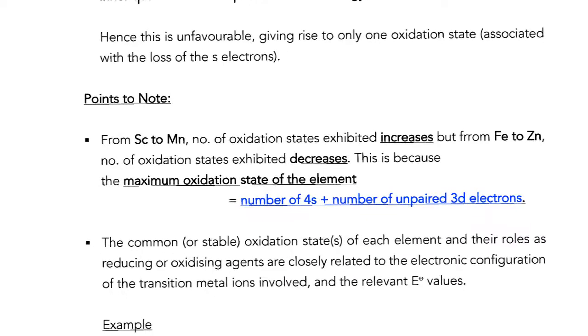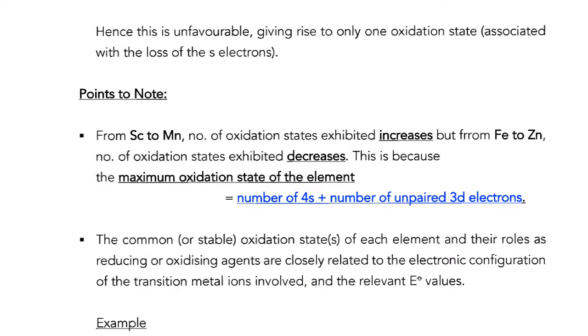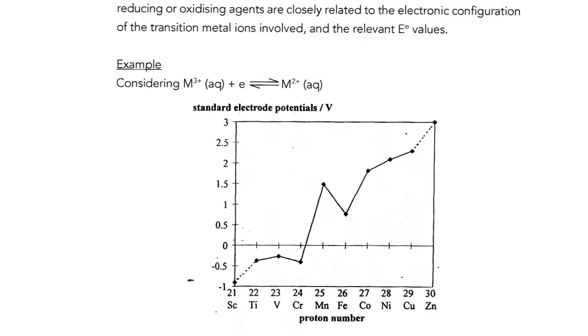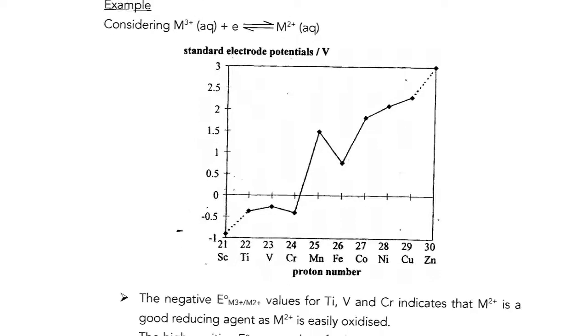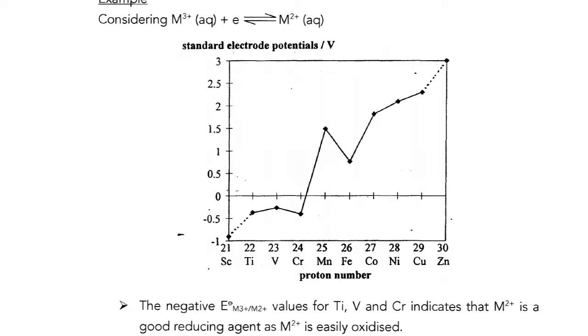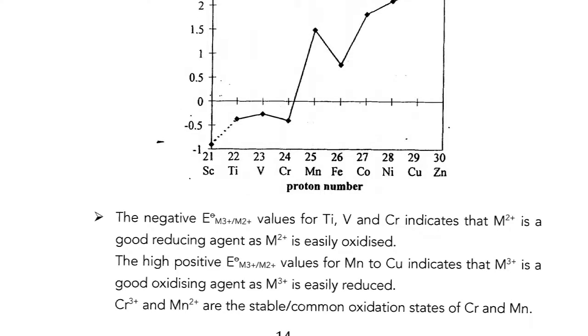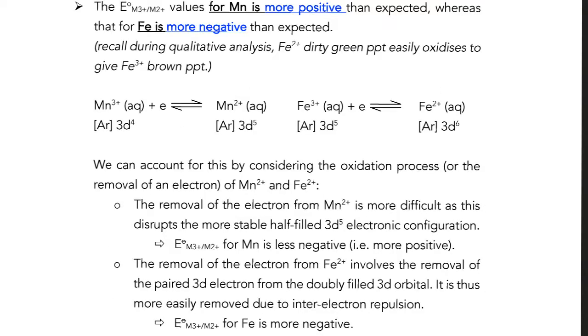By the way, the most stable oxidation state you may have to explain, which I think is not difficult to explain, because you can just apply the idea of atomic structure here. For example, if you notice the E0 cell values, the negative E0 values from titanium to chromium mean that they are good reducing agents because they can get oxidized easily. Whereas the positive E0 values mean that the M3+ is a good oxidizing agent because the M3+ ions are easily reduced here. Chromium 3+ and manganese 2+ are the oxidation states that are common here.